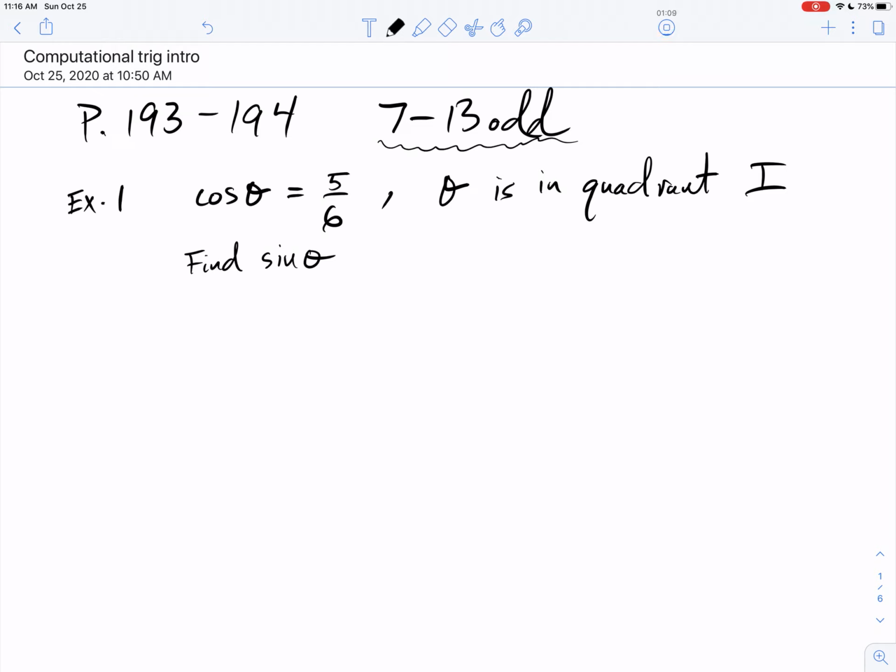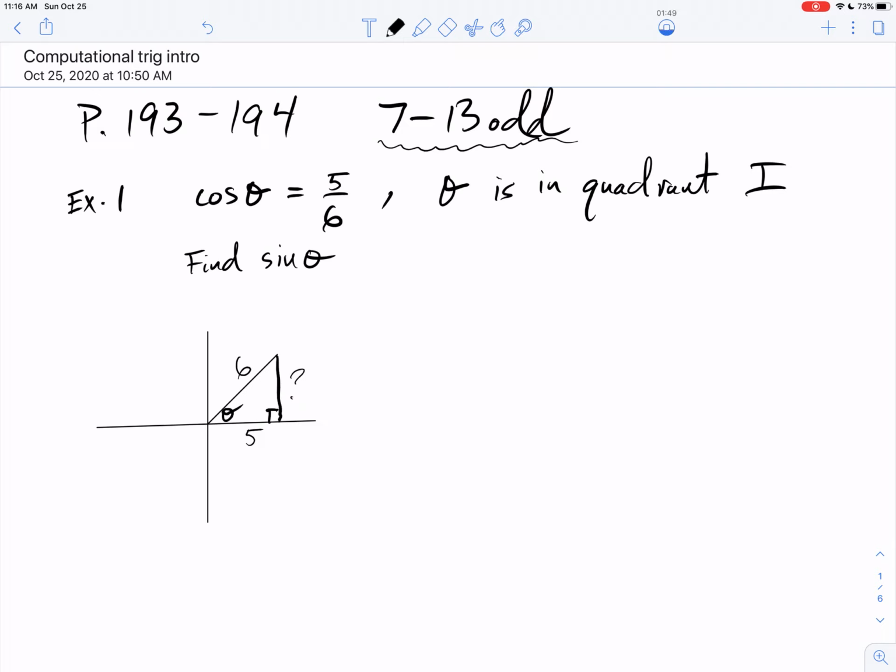So here we go. In example 1, it says the cosine of some angle theta equals 5/6, and theta is in quadrant 1. They want me to find the sine of theta. I know that this angle theta is in quadrant 1. So if I wanted to, I could draw a reference triangle, and that's theta, and the cosine of that would be adjacent over hypotenuse, which means I've got to use my Pythagorean theorem if I want to find out what this missing piece is.